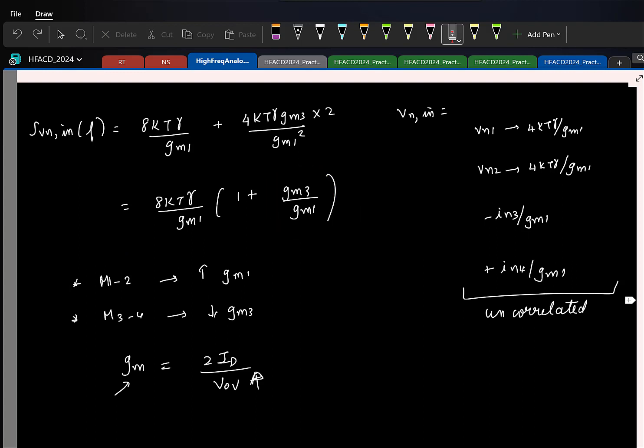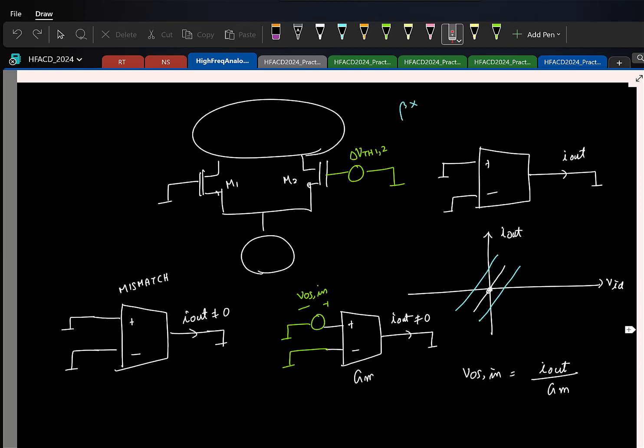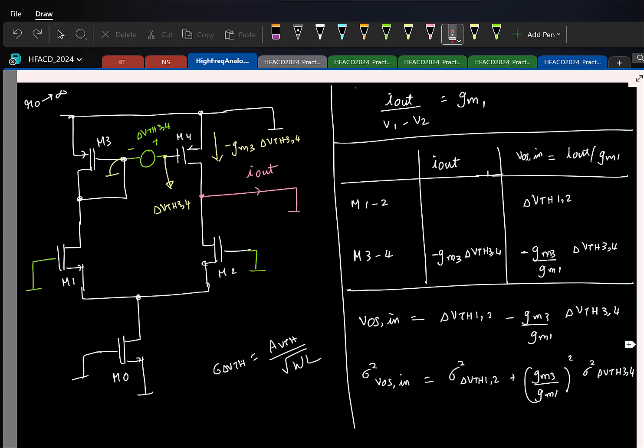Similarly, we also looked at the offset for this 5 transistor OTA. Once again, the threshold voltage mismatch of the input pair gets added directly to the input referred offset, and the offset due to the current mirror is again scaled by the same scaling factor.